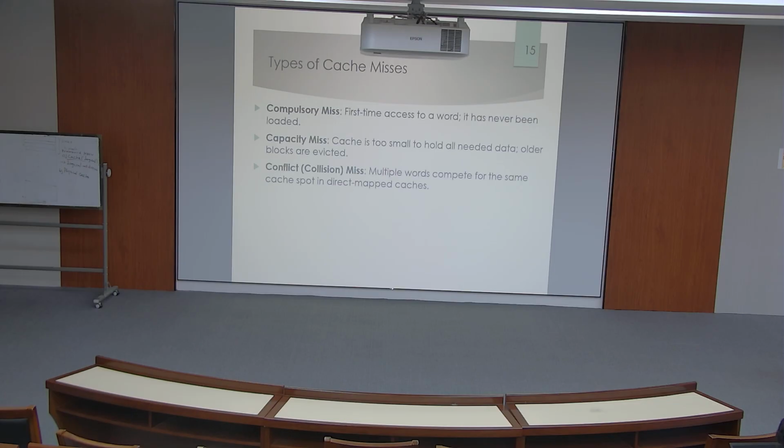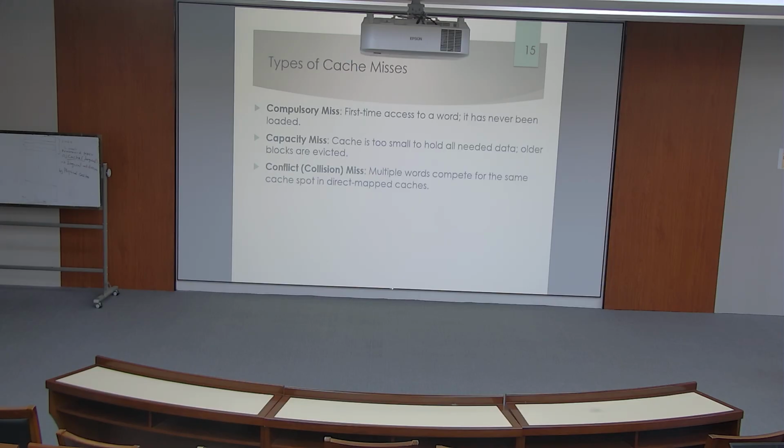The next one is the capacity miss. That means we have a cache memory size that is too small and cannot hold all the needed data from the main memory. So this is a capacity miss. We're going to discuss some techniques that we can use to minimize this type of miss.